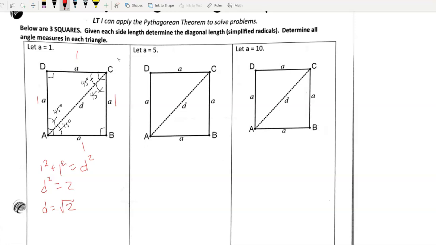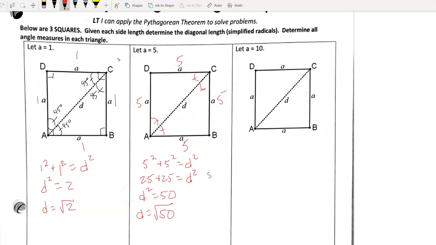Alright, let's move on to the other square. All the angles of the square are right angles, and then these angles in the corners are going to be 45 degrees. And now we're given that A is equal to 5, so each side of the square is 5. And we'll use the Pythagorean theorem to figure out what D is. So we have 5 squared plus 5 squared is equal to D squared. So 25 plus 25 is equal to D squared. So D squared is equal to 50. D is equal to the square root of 50.